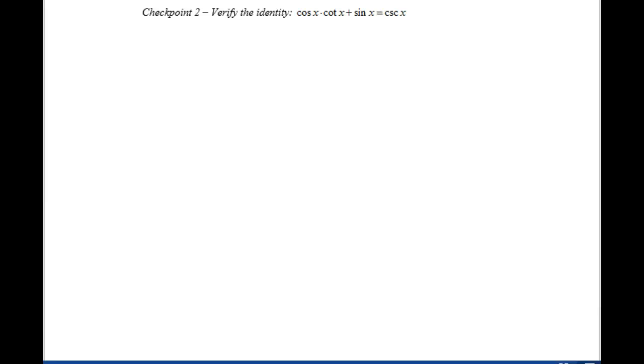We're going to verify this identity from checkpoint 2, and it's going to be pretty fun, so get ready. Here we go. All right, so first we're going to start with cosine of x times cotangent x plus sine of x equals cosecant x.